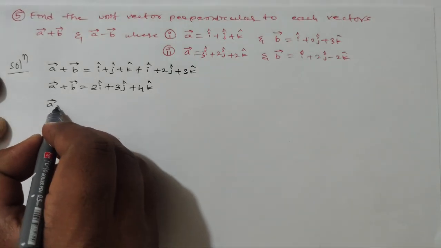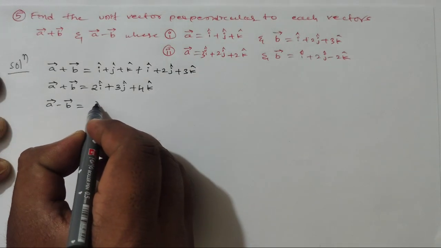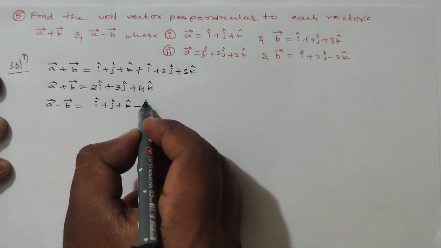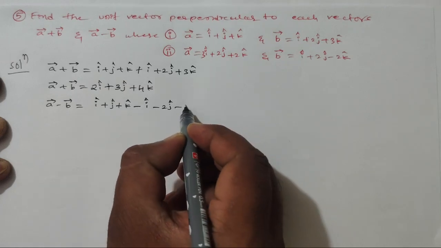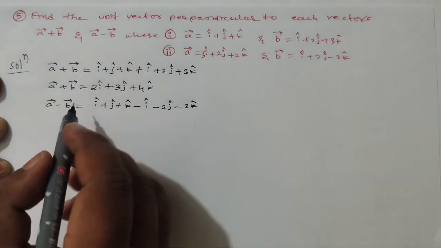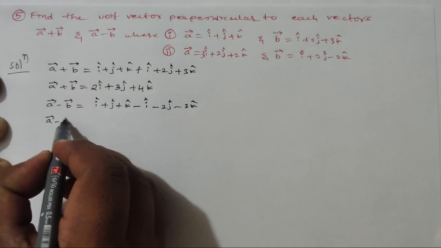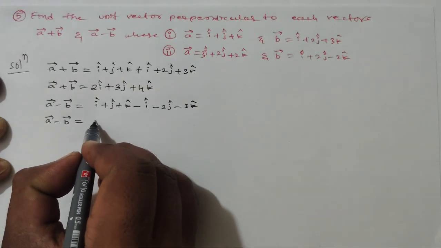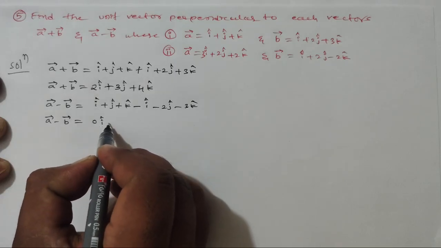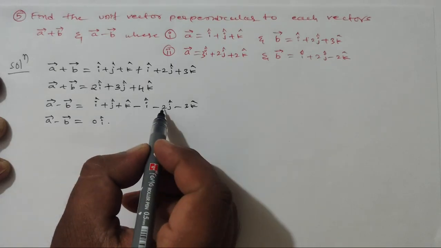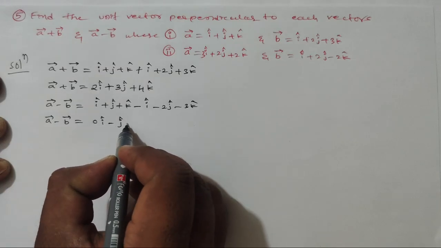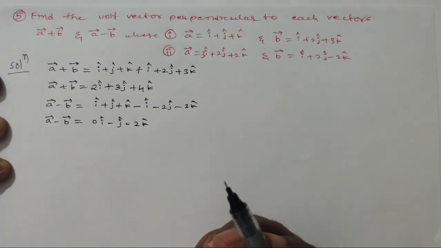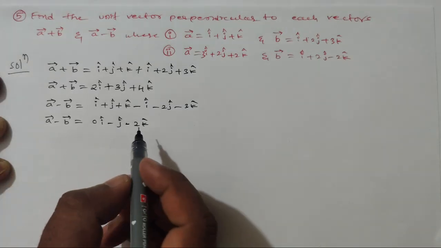Next you find a vector minus b vector, that is equal to, a vector is i plus j plus k minus i minus 2j minus 3k. Okay, right. So next, a vector minus b vector equal to, see here, plus i minus i cancel, becomes 0, 0 i cap. Okay, next, plus j minus 2j becomes what? Minus j cap. Next, plus k minus 3k becomes what? Minus 2k cap. Okay, here it is a minus b vector, right?